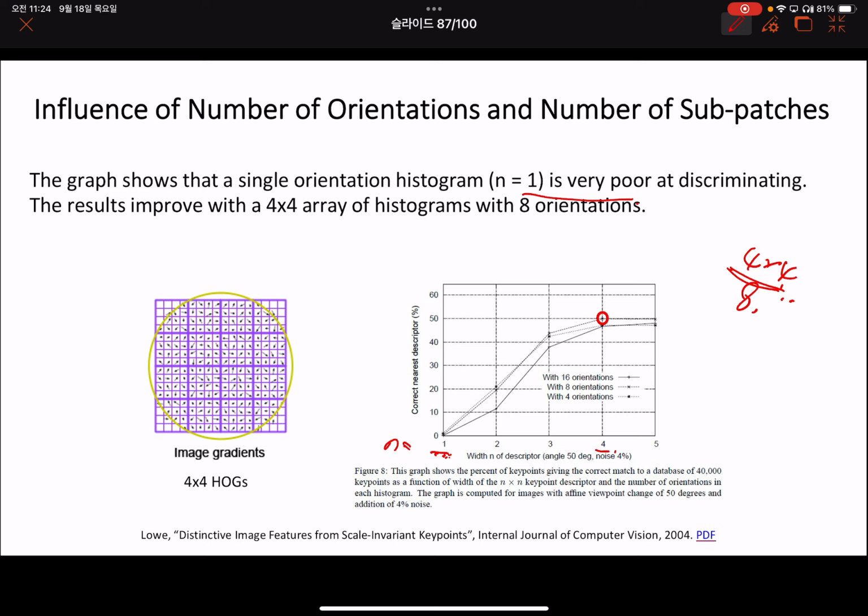That makes sense because using only a single orientation histogram does not include any useful information, I guess. And here, the combination of 4x4 and 8 orientations performs the best. So that is the reason why we use 4x4 cells and 8 orientations. You don't have to memorize these specific numbers, I just would like to let you know that these numbers are from experimental results. The combination of 4x4 cells and 8 orientations makes the result the best.